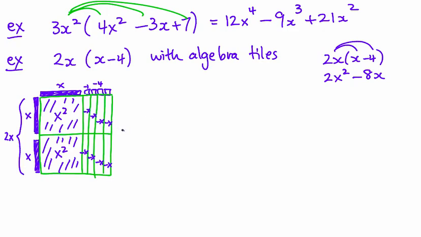And if I just count that, I can see that there are 2 x squared tiles, and there are 1, 2, 3, 4, 5, 6, 7, 8 negative x tiles. And I can verify that, yes, the algebraic way of doing it on the right is the same as the Algebra Tiles way of doing it on the left. And that's it for today.